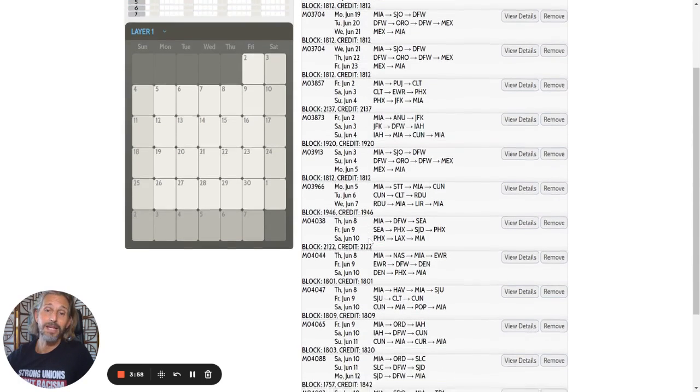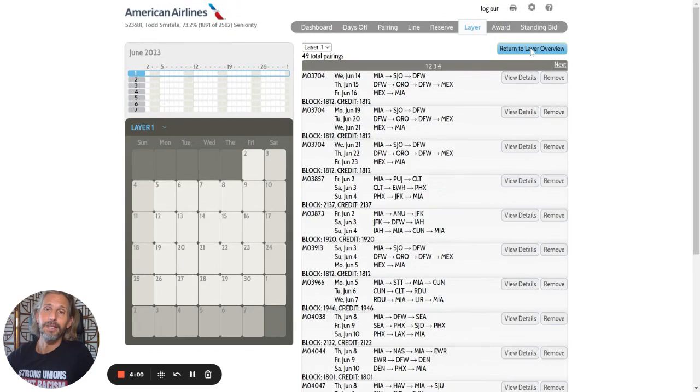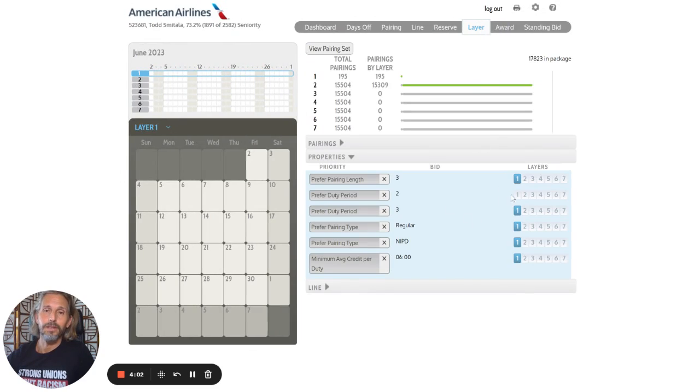So if I'm looking for my high time 3 days, this is the way to do it. Right? So that's a good way to describe the relationship between pairing length and duty periods.